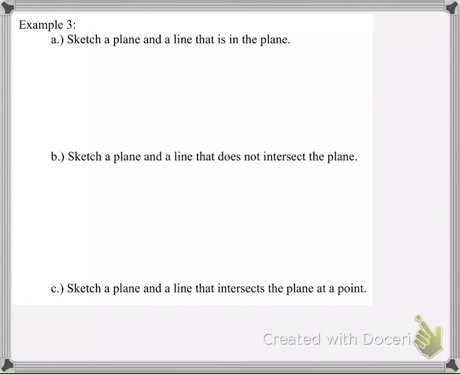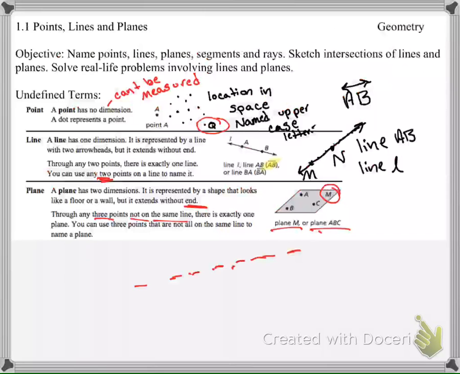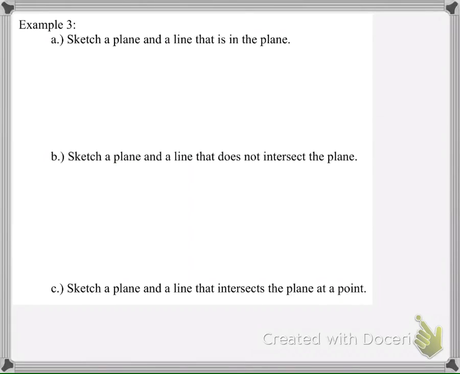Okay. So here we want to sketch a plane and a line that is in the plane. So now how to sketch these things. Well, if we go back to our notes, we talked about a plane, they sketched it using this parallelogram type shape. So we're going to go ahead and sketch ourselves a parallelogram. And let's give it a name, M.